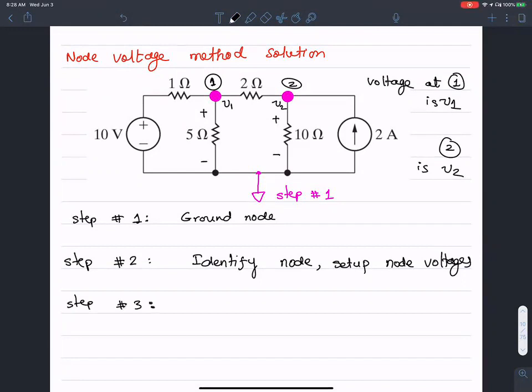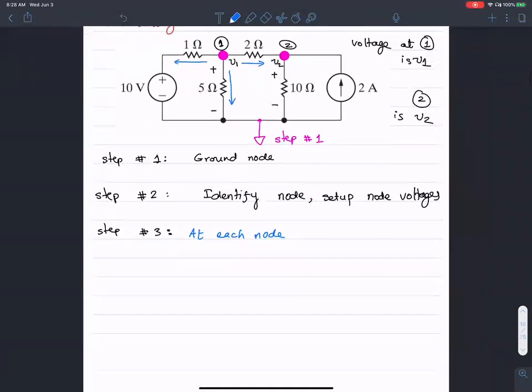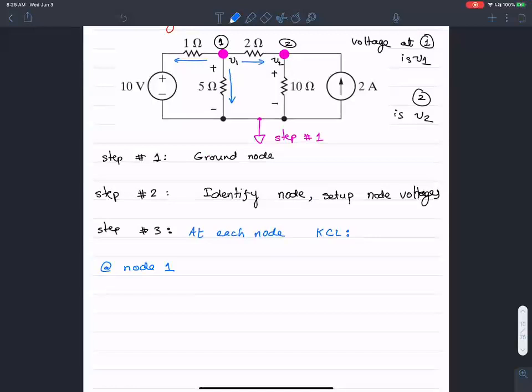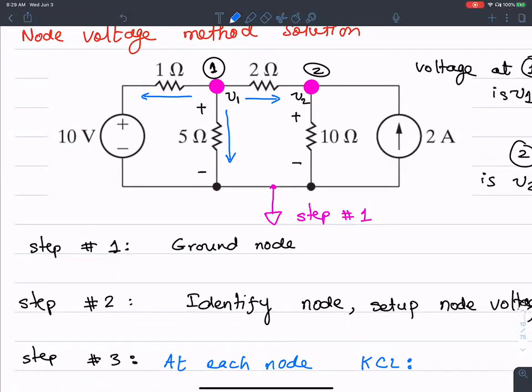So the next step is a little bit unsettling in the sense that I'm going to begin by identifying currents. At each node, look at all the currents that are leaving that node. Here is the idea of KCL. At each node, I'm going to sum all the currents that are leaving that node. So at node 1, there are 3 currents that are leaving. There's one current going left in the 1 ohm resistance, a current going right in the 2 ohm resistance, and a current going down in the 5 ohm resistance.